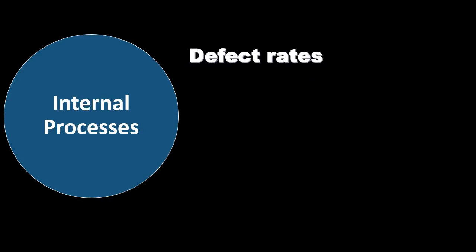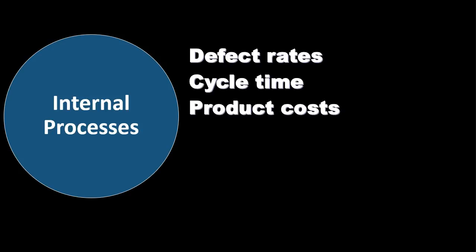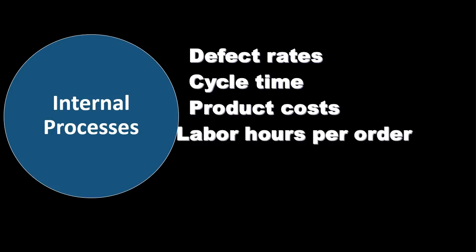Internal processes. So we're measuring the internal processes. We can have the defect rates. How often is there defectiveness in a certain department? And again, we can compare from department to department using a rate. We can have the cycle time. How long does it take to go through the processing cycle? We can have the product costs, of course, measuring the product costs.